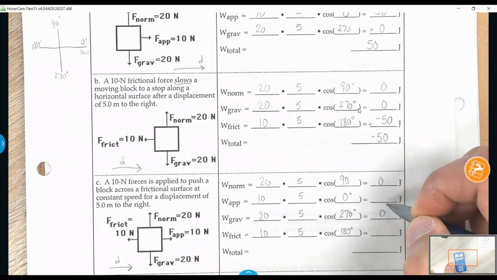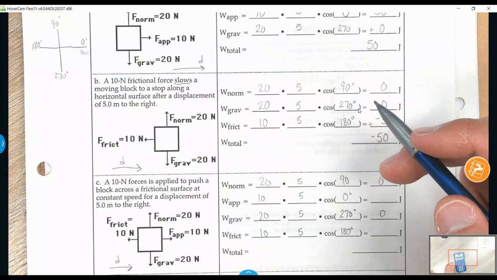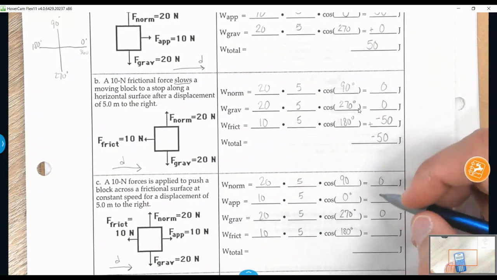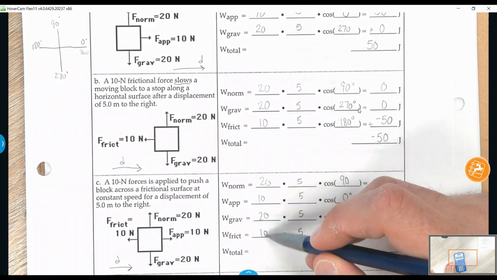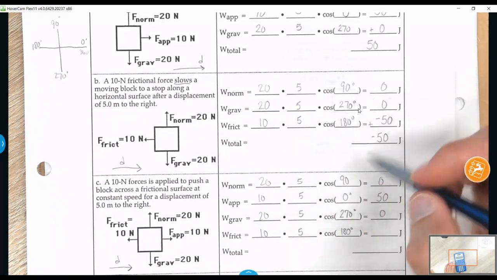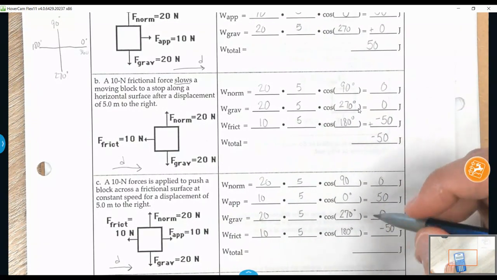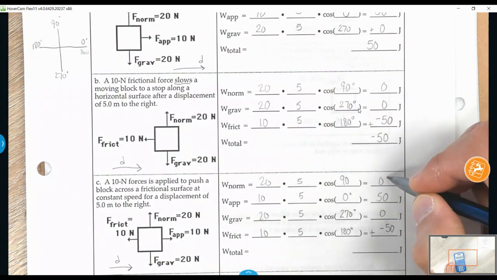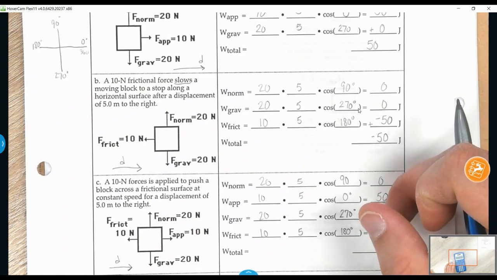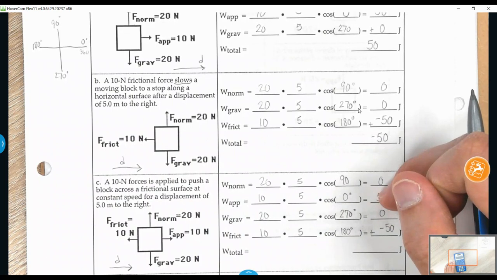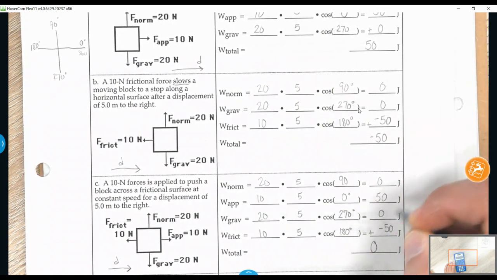90 and 270 are automatically 0. We've already done this calculation for my applied force in the first one, and that came out to be 50. And we did this one right in the problem above. This came out to be negative 50. And to find the total amount of work, you add everything up. So 0 plus 50 is 50, plus 0 is still 50, plus a negative 50. Total net work on this thing is 0.